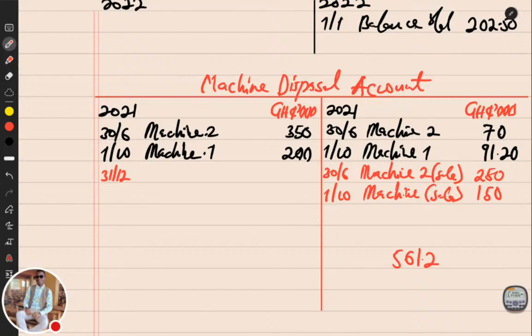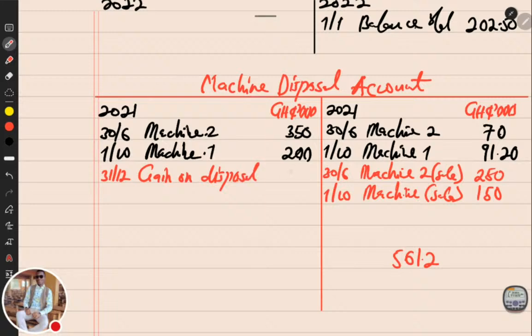And we're going to call that, since the difference is at the debit side of machine disposal, when you go to profit and loss, it becomes what? The credit. So this one is what? Again, on disposal. But if it happens that the difference was at the credit side of the machine disposal account, then it should have gone into the profit and loss as what? A debit item. That would have been what? A loss. So since we have it at the debit side of machine disposal, it's a gain. So gain on disposal. So we can write it as what? Gain on disposal.